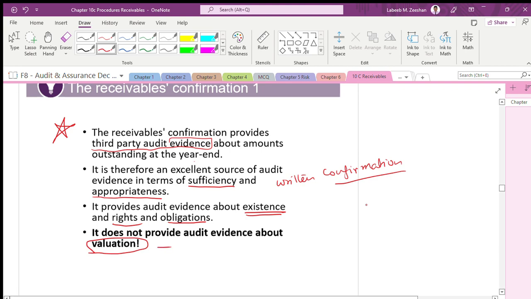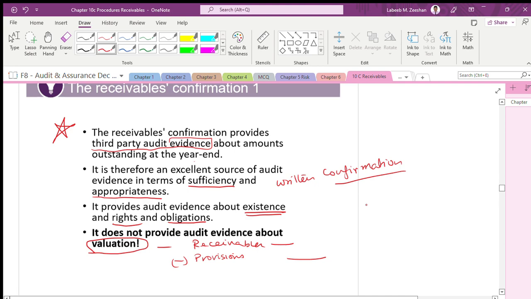Because what will happen? Assume you are having receivables. It talks only about receivables. It will not talk anything about provisions. Provisions come at the second stage. Provision comes second stage.